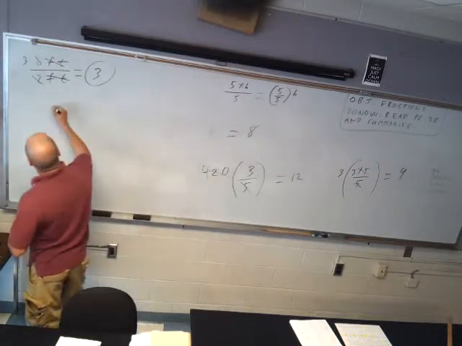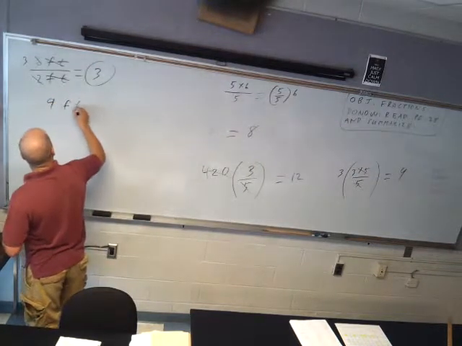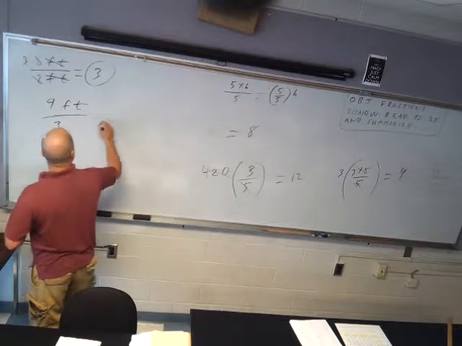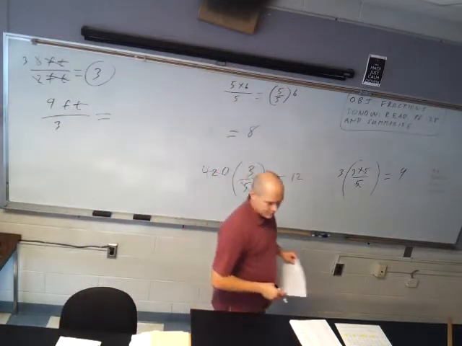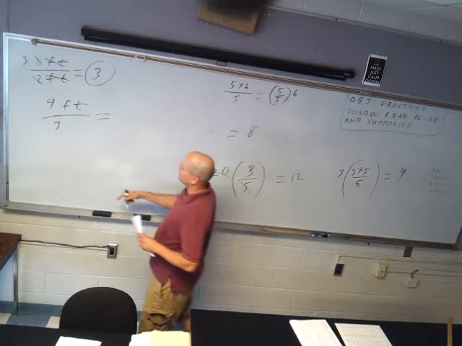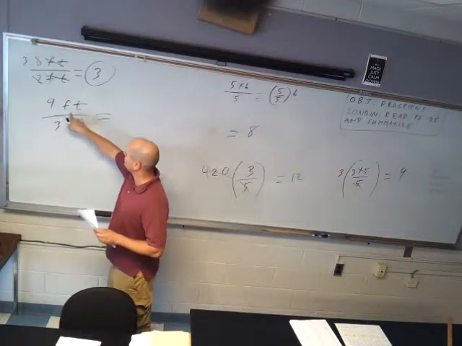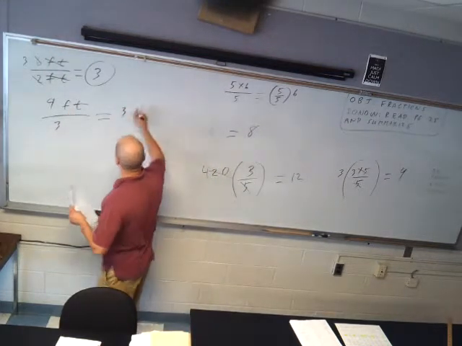Now, if on the other hand I gave you, let's say 9 feet divided by 3, what's this? 3 feet. This one's going to be 3 feet. There's no feet on the bottom, so they don't cancel, so feet stay up there. So 9 divided by 3 is 3.